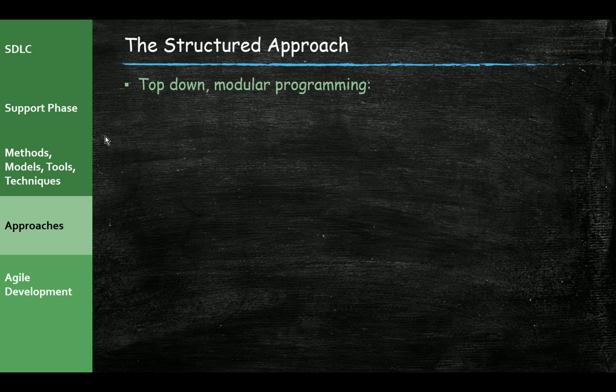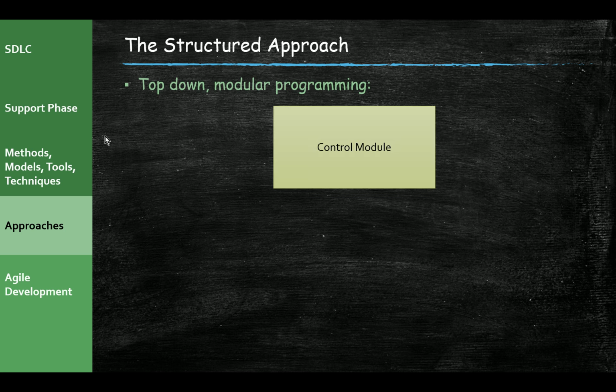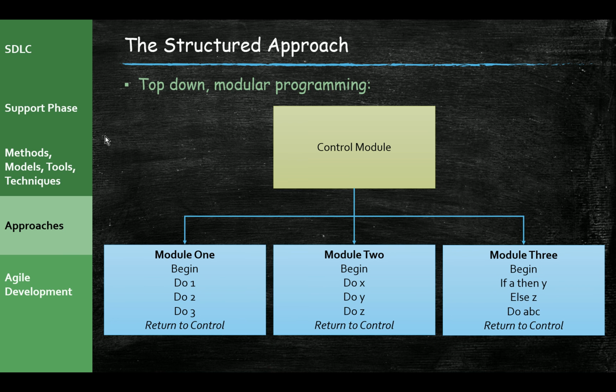And I'll show you some examples of the structured approach models that we would use. So it's a top-down approach. It's very procedural. Usually you have a control module, which controls the flow from top to bottom, and the control module could call other modules. So for example, the control module calls module 1, which begins, does something 3 times, and then returns control. Notice the important thing is that only one thing is ever happening at a time when you conceptualize the structured approach. It's a single track.